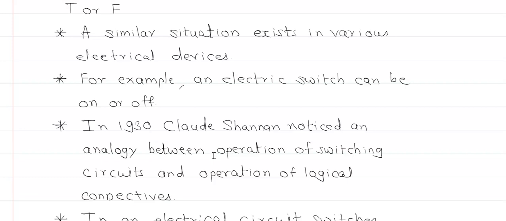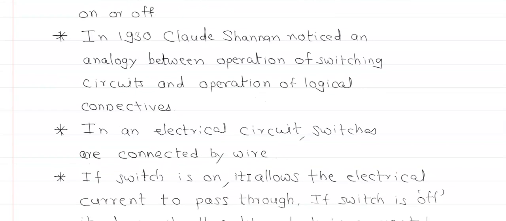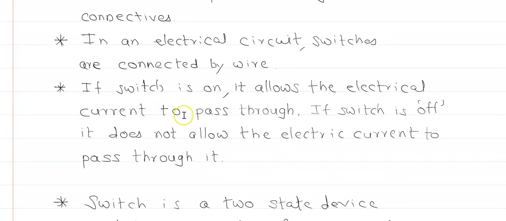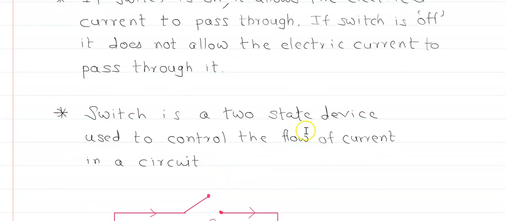In 1930, Claude Shannon noticed an analogy between the operation of the switching circuit and the operation of logical connectives. In an electrical circuit, the switches are connected by wire. If the switch is on, it allows the electric current to pass through it. If the switch is off, it does not allow the electric current to pass through it. A switch is a two-state device used to control the flow of current in a circuit.